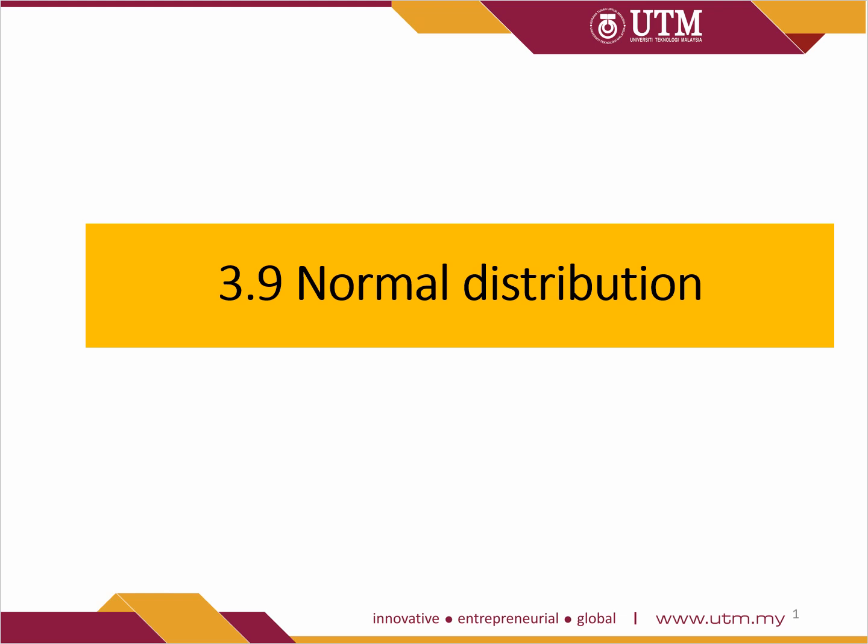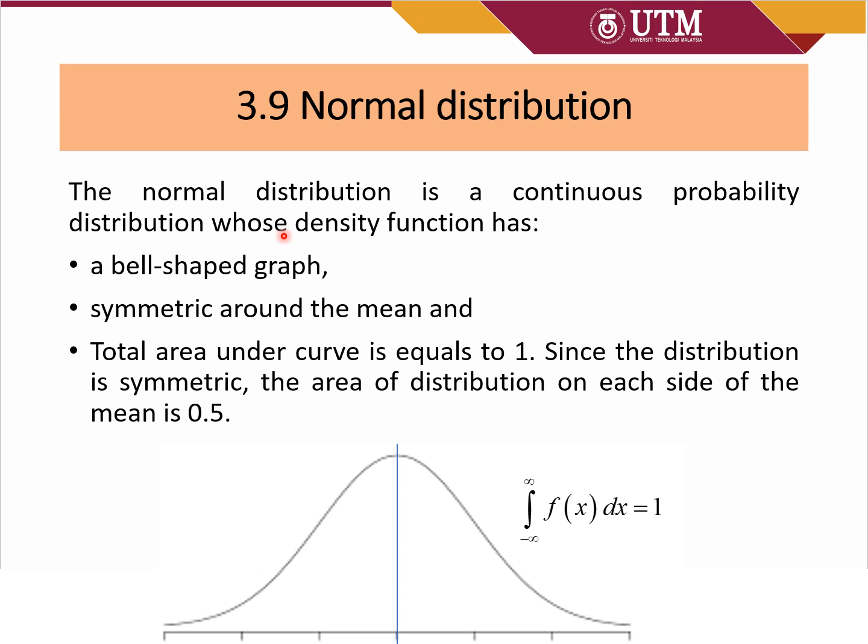In this video, we are going to continue with normal distribution, which is one of the continuous probability distributions. A normal distribution is a continuous probability distribution where the density function has a bell-shaped graph. So this is the bell-shaped graph, and it is symmetric around the mean.